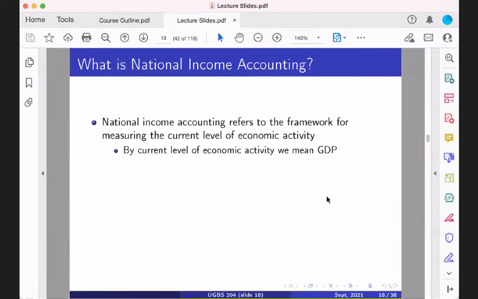So let's move on to national income. I think this is where we will spend a lot of the time.